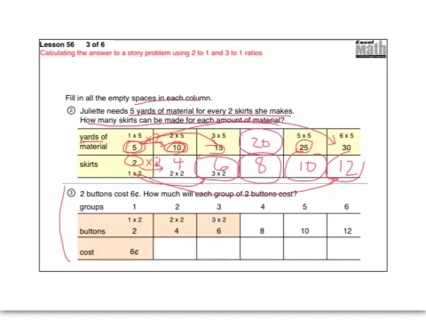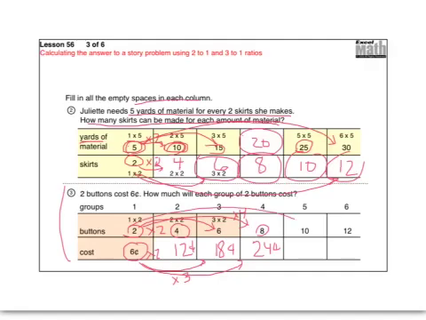Okay, here we go with this one. You should have already done it. 2 buttons cost 6 cents. So how much would 4 buttons cost? Well, that's 2 times as many buttons, so I should pay 2 times as much money, right? 12 cents. Don't forget the cent sign in there. And then if I get 3 times the number of buttons, I should pay 3 times the price, and that would be 18 cents. 4 times the buttons is 8 buttons. I should pay 4 times 6 cents, which would be 24 cents.